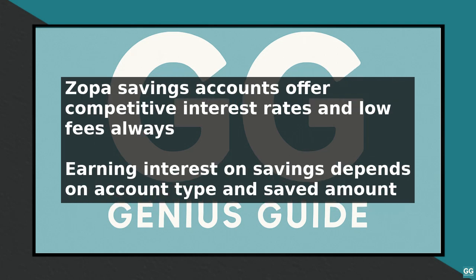Once your account is open, you can deposit money into your savings account using a debit card or by setting up a direct debit. To manage your Zopa savings account, you can use the online portal or the mobile app. The app allows you to check your balance, view your transaction history, and make withdrawals. You can also set up savings goals and track your progress towards them.